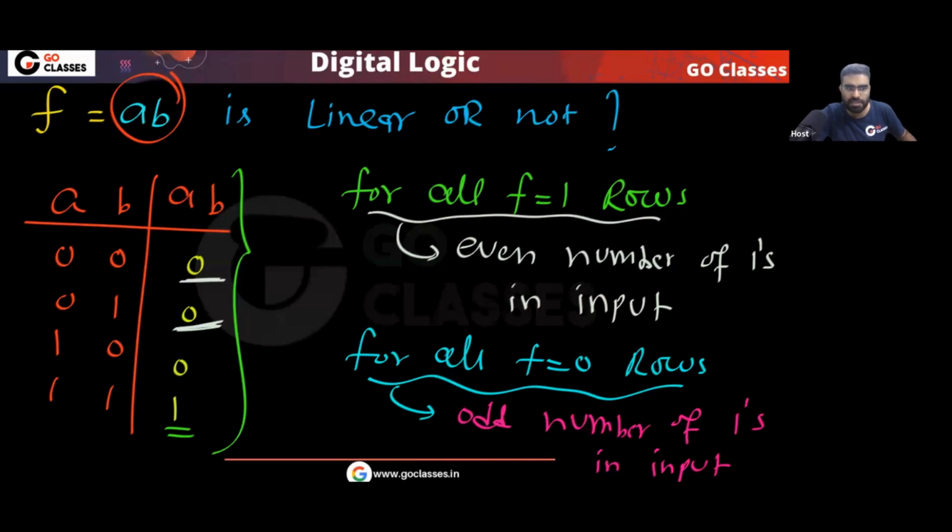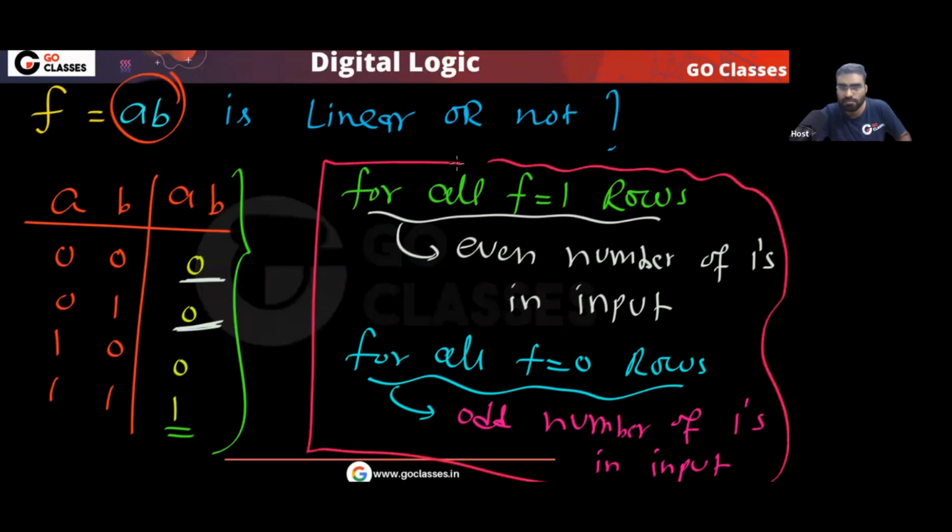So finally, what I can say, please tell me. You can see this thing is false. Yes or no? So I can say this function is not linear. Is this clear? Please tell me. Let me know. So this function is not linear. So this AB is not linear.